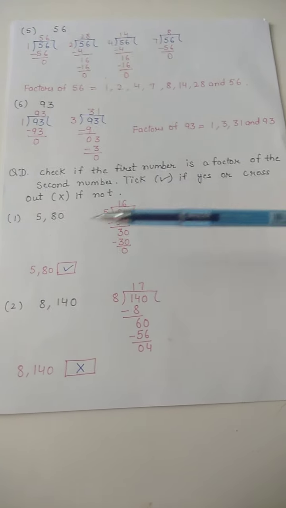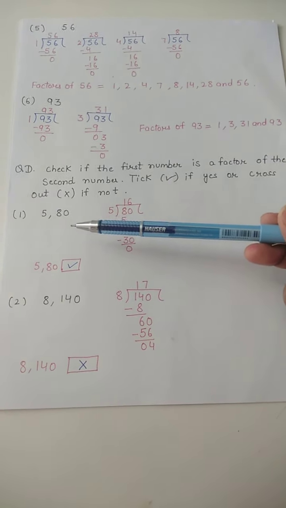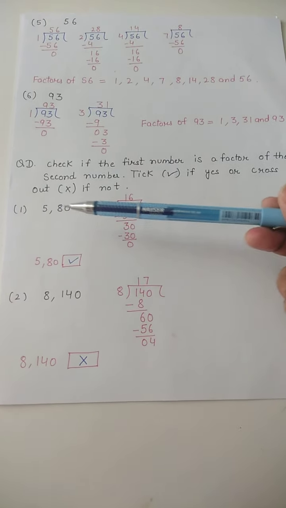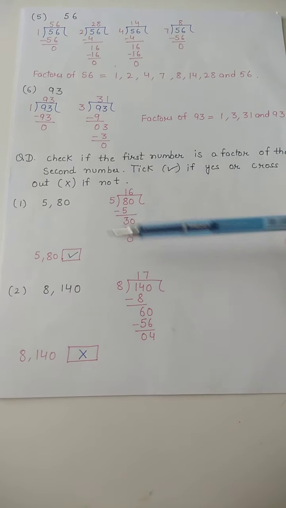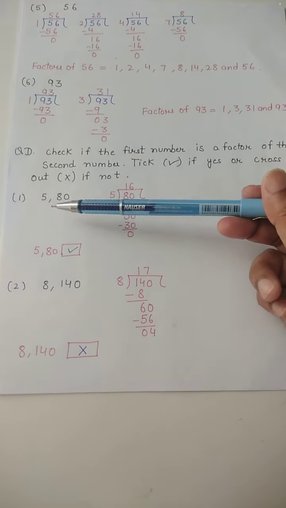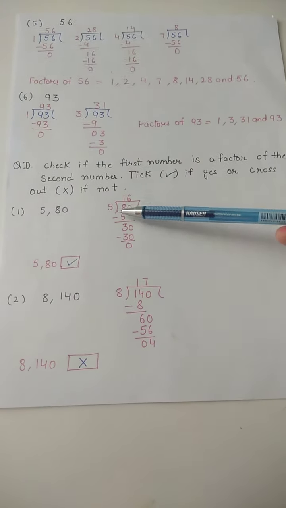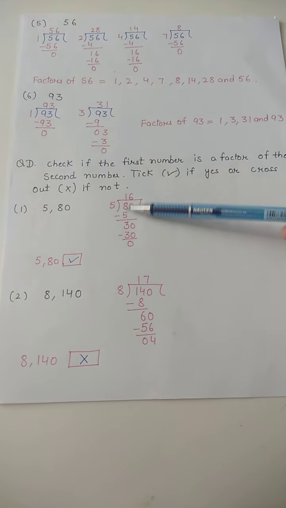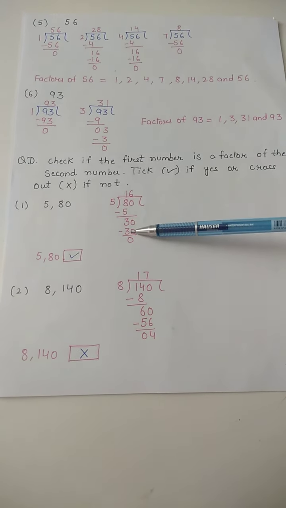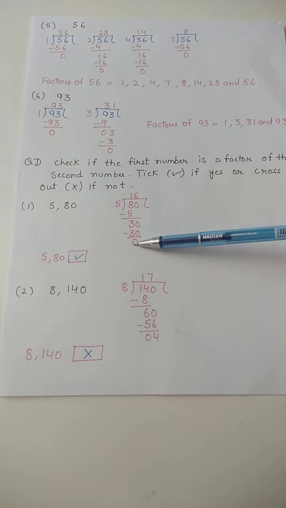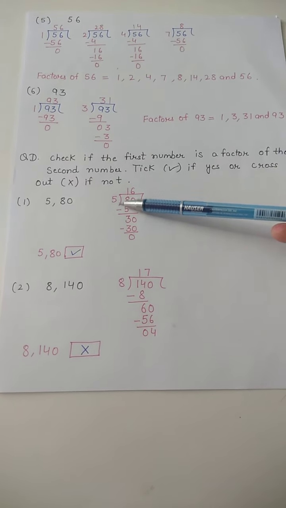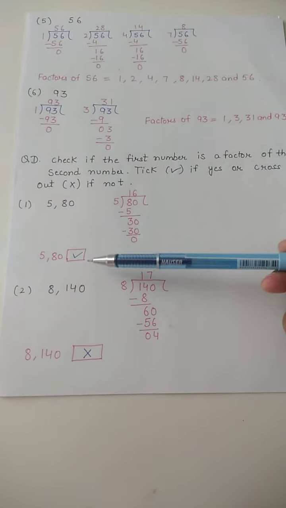How will we check that the first number is the factor of the second? By division only. If we can divide the second number by the first number and the remainder comes 0, then only can we say the first number is a factor of the second. So here 5 ones are 5, 8 minus 5 is 3, then 0, then 5 sixes are 30. So the remainder is 0. Yes, so 5 is a factor of 80, so it means tick.